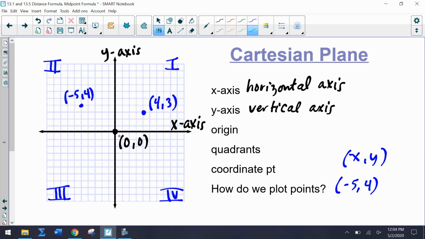And then if we wanted to plot in the third quadrant, we would have a negative and a negative. So if I had -8, -3, that's that point. Or I can say +1, -5. That's where that point would be located.